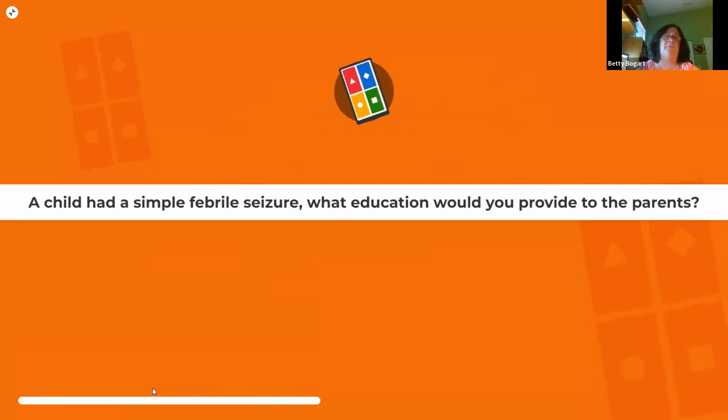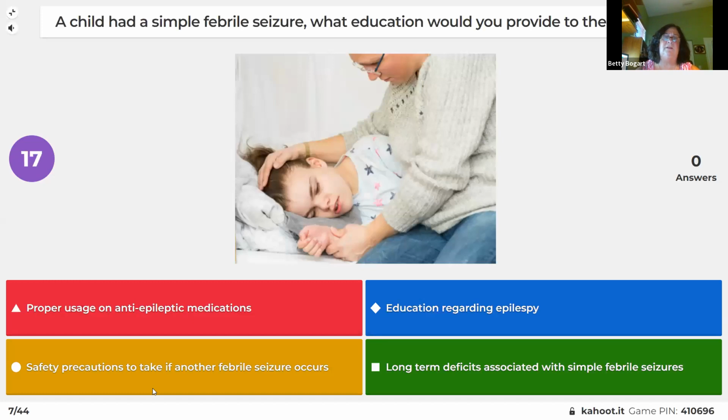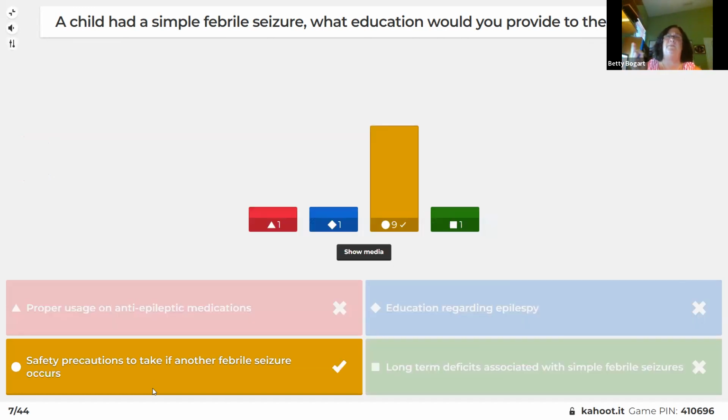A child has a simple febrile seizure. What education would you provide the parents? Now, febrile seizures are the most common of all seizures. Usually febrile seizures are due to a sudden rate of rise or increase in temperature from 0 to 101 in 20 minutes. And the brain says, whoa, wait a second, what happened? There's fever, there's fire in my head, and it synapses or sparks, and a seizure ensues.